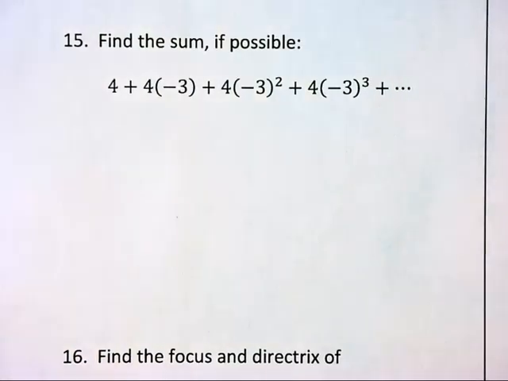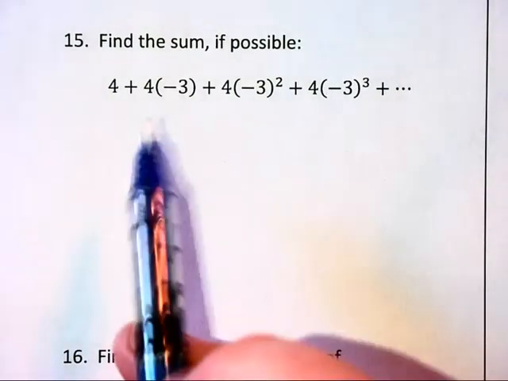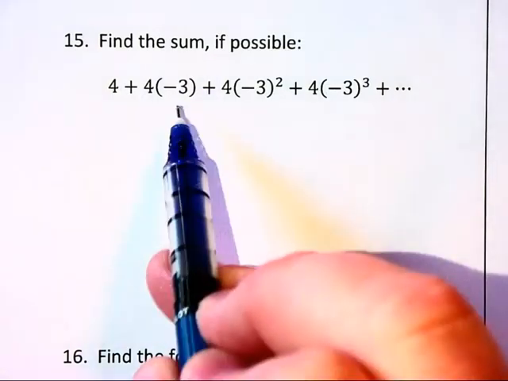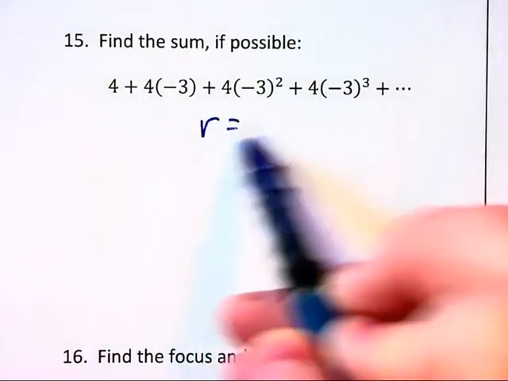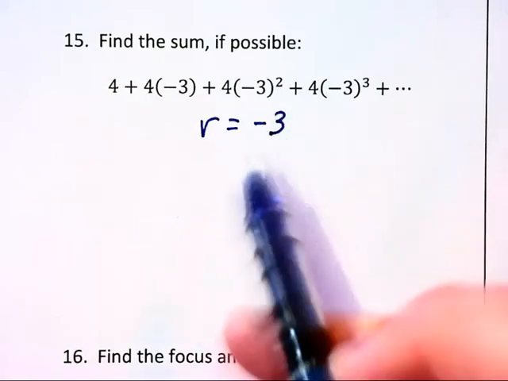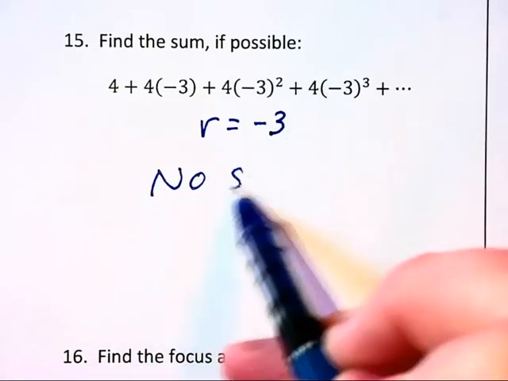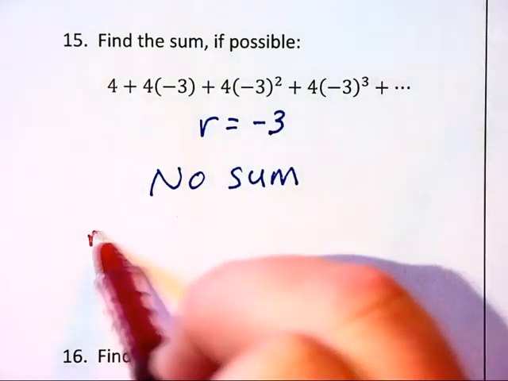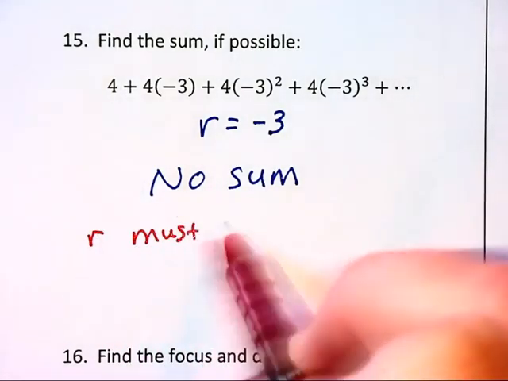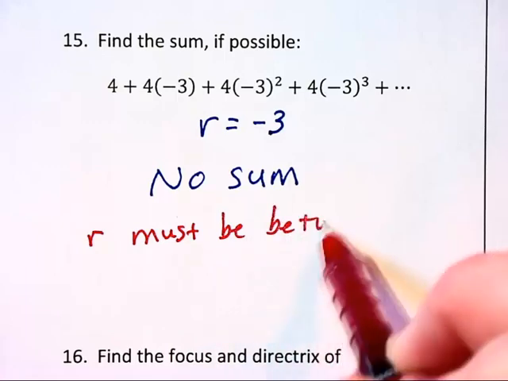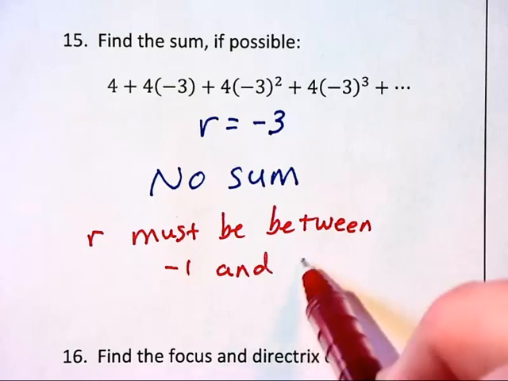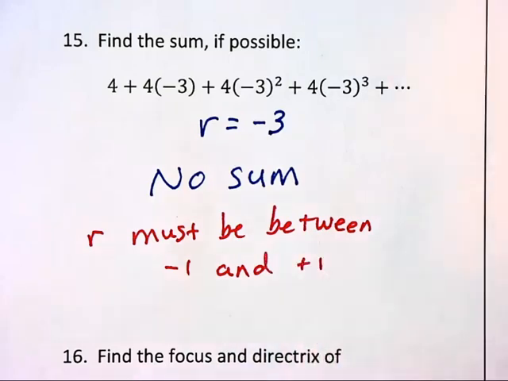Find the sum if it's possible. Okay, well, we got to see. We notice it's an infinite geometric series. We see that we're multiplying by negative 3. And the answer here is no, there is no sum possible. This diverges. The value of r must be between negative 1 and positive 1. If it does not fall within that interval, then you do not have an infinite geometric sum.